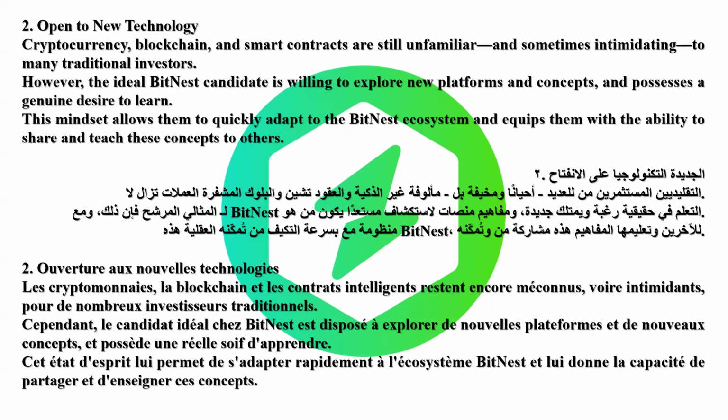Second, open to new technology. So the second type is the people that are open to new technology. Understand? Cryptocurrency, blockchain, and smart contracts are still unfamiliar and sometimes intimidating to many traditional investors. However, the ideal business committee member is willing to explore new platforms and concepts and possesses a genuine desire to learn, right? This mindset allows them to quickly adapt to the business ecosystem and equips them with the ability to share and teach this concept to others.